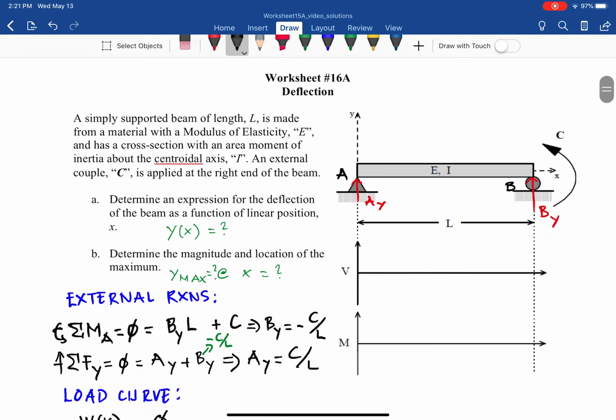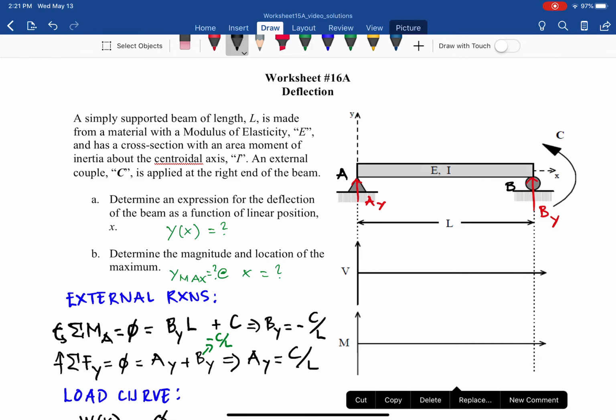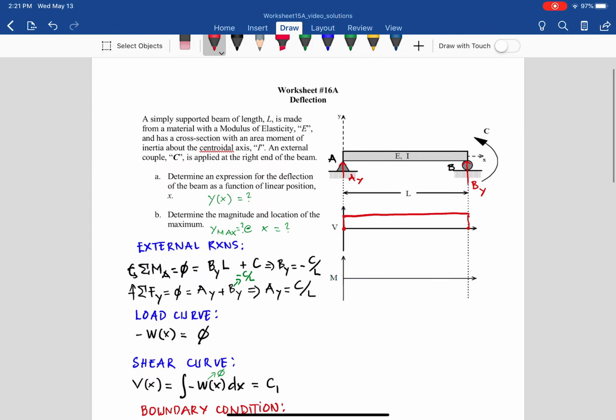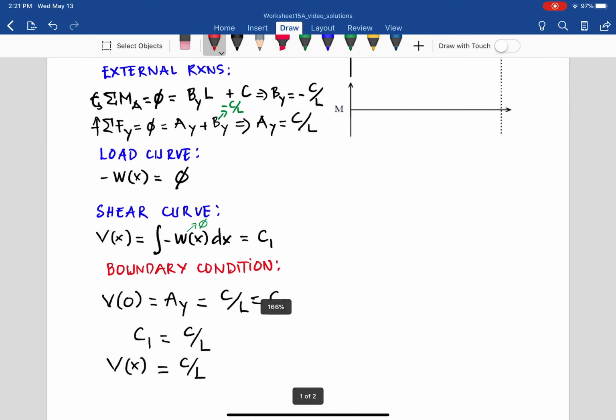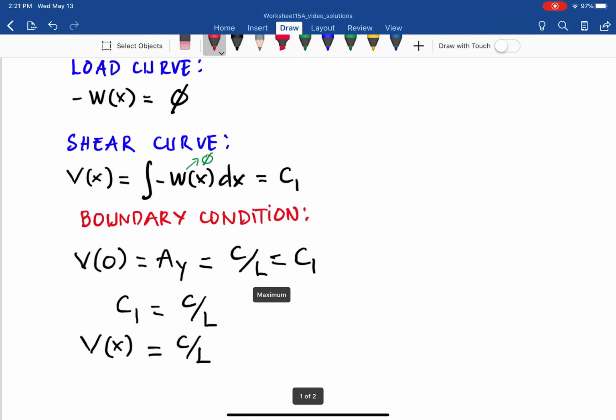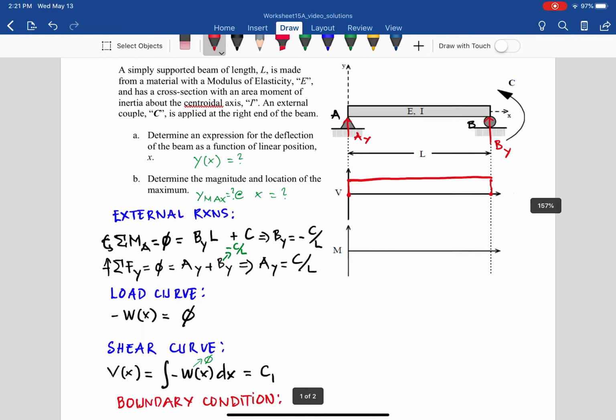Vx equals C over L, so it's constant regardless of how x is. So we start at 0 with AY equal to C over L, and then the shear V is always C over L, and it will go down here to negative C over L. So as you can see, we don't need to learn the concept in the shear and moment diagram, but with the equation here, Vx equals C over L, we are able to draw the shear diagram.